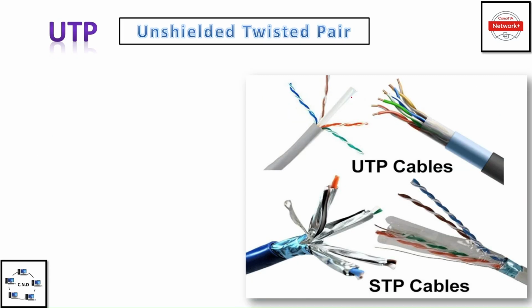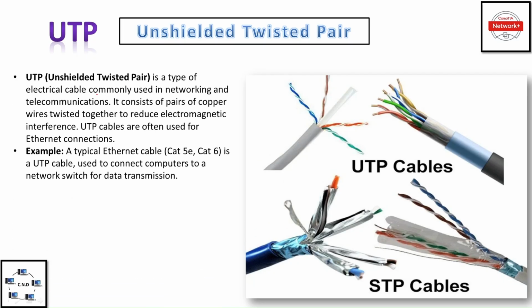UTP, that is unshielded twisted pair. So UTP, unshielded twisted pair, is a type of electrical cable commonly used in networking and telecommunications. It consists of pairs of copper wires twisted together to reduce electromagnetic interference. UTP cables are often used for Ethernet connections. For example, a typical Ethernet cable such as Cat5e or Cat6 is a UTP cable used to connect computers to a network switch for data transmission.